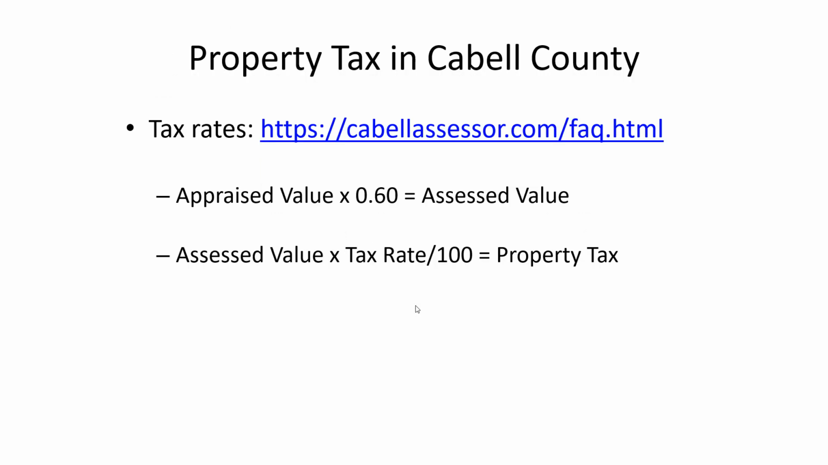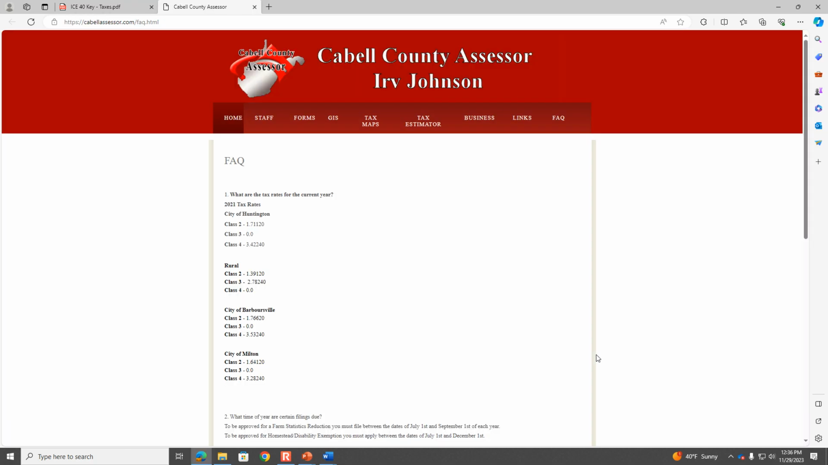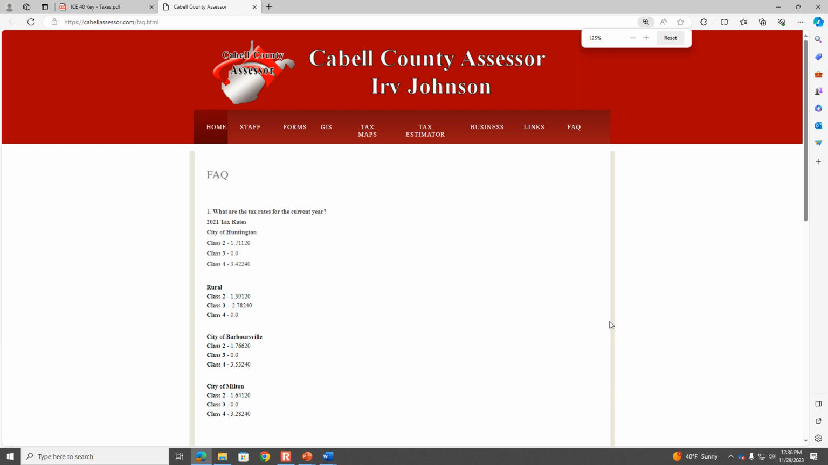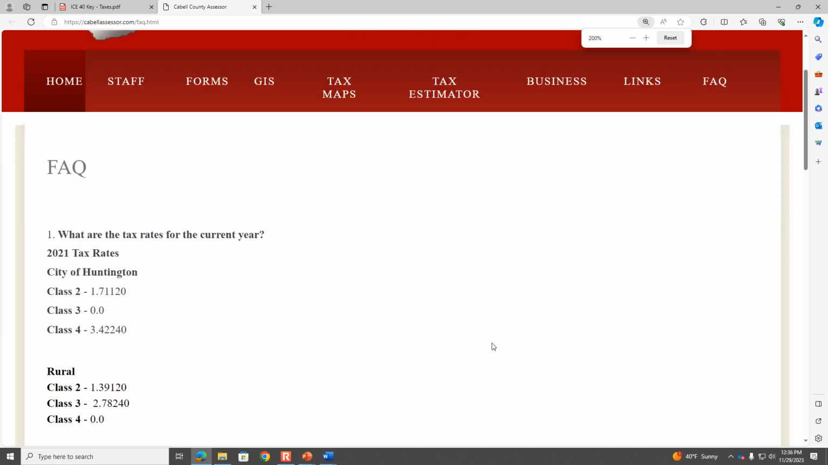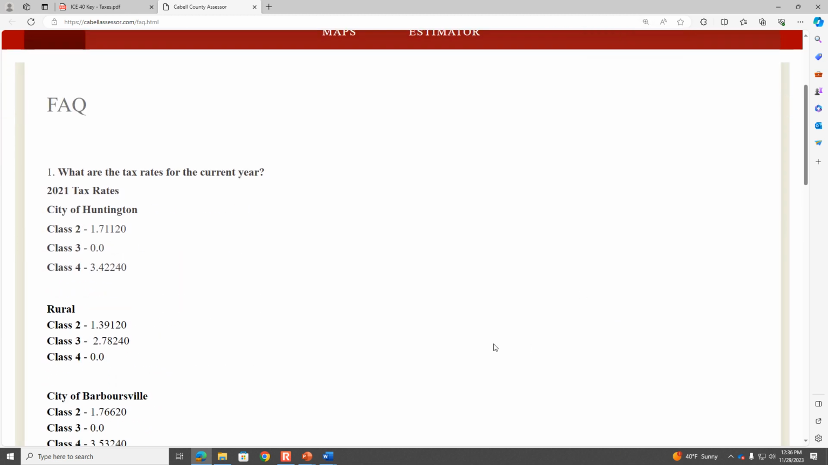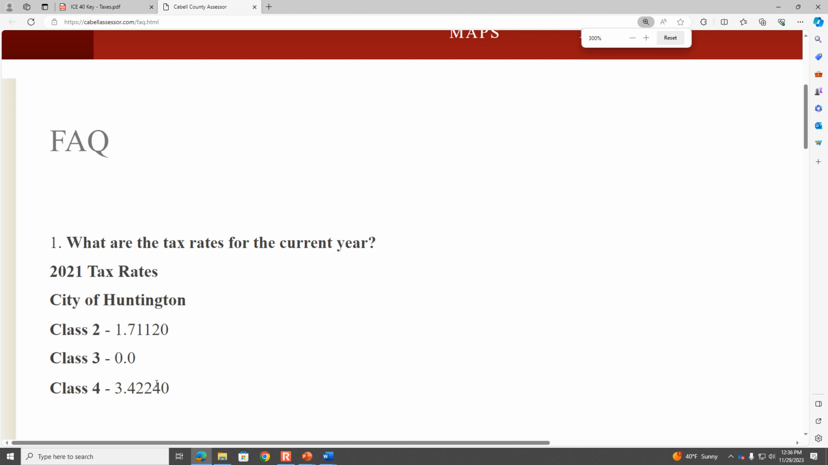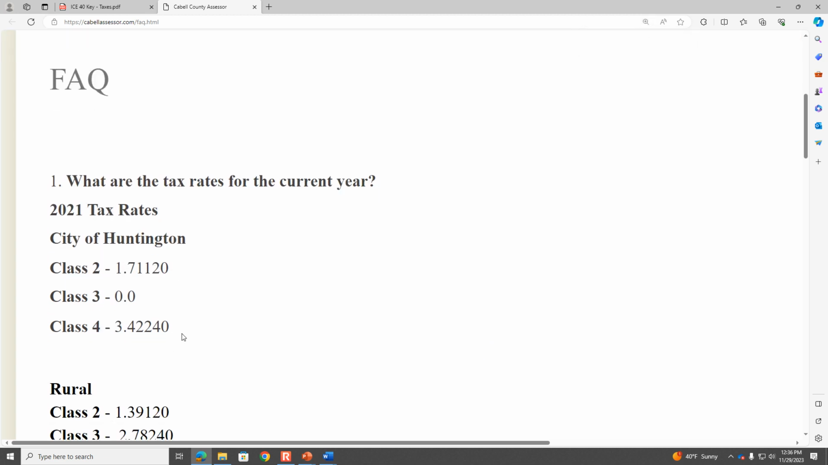All right, so let's talk about property taxes. The Cabell County assessor has the tax rates online. And I noticed today when I was looking at their website that there's actually a discrepancy between what they have on this page and something they have somewhere else. But if you live in Huntington, you'll pay higher taxes than you would in a rural area like Ona.